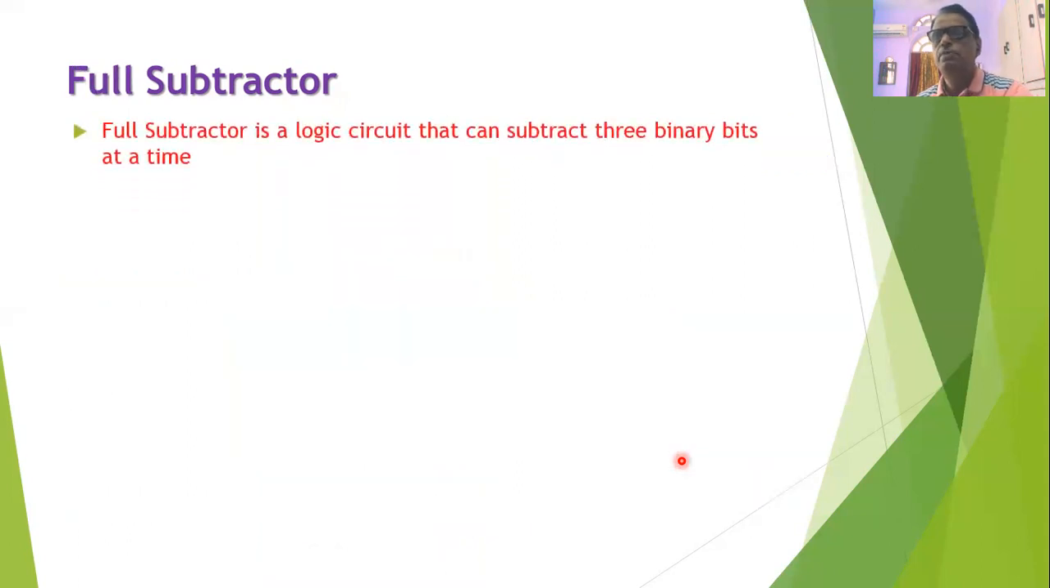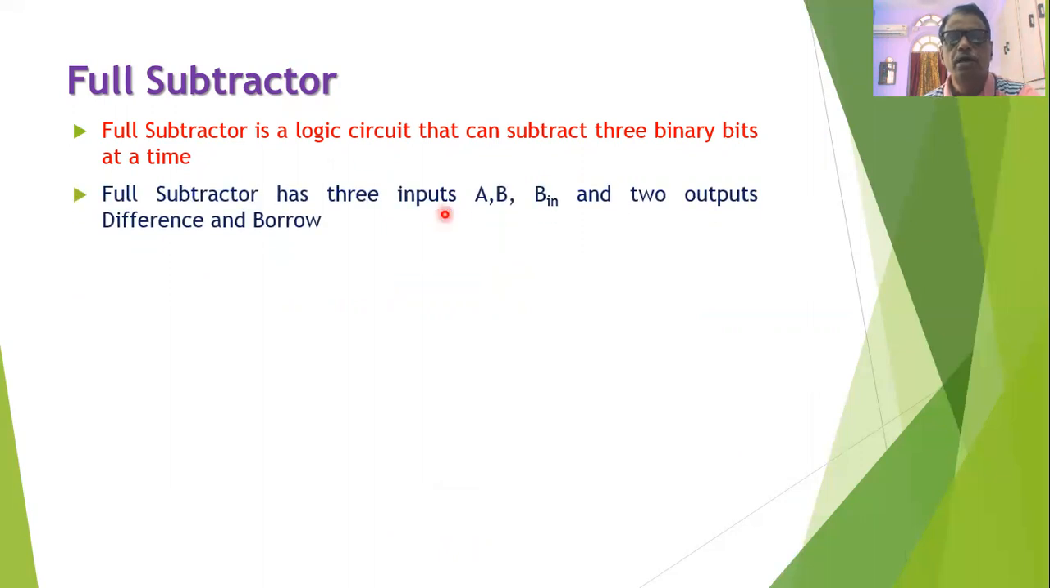The half subtractor circuit is called a half subtractor because it can subtract only two binary bits at a time. If there is any borrow generated from the earlier bit subtraction, then in the half subtractor circuit there is no provision for subtracting the third binary bit, and therefore in such a case we need to go for the full subtractor circuit. The full subtractor circuit is a logic circuit that can subtract three binary bits at a time.